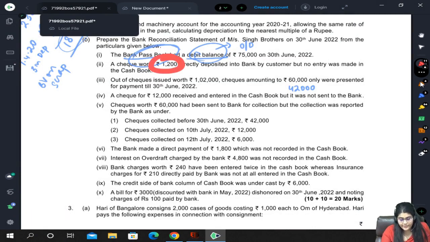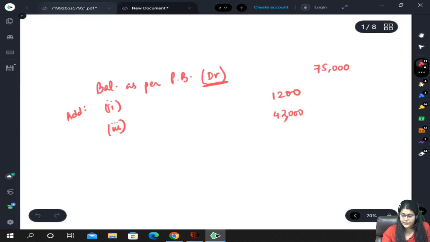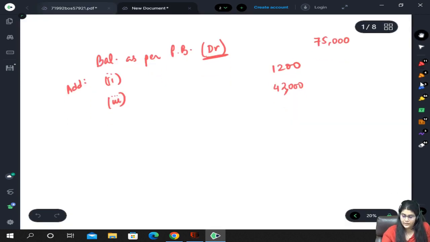Next, a check for 12,000 received and entered in the cash book, but it was not sent to the bank. So, it is basically the exact opposite of part 3, wherein we have the check and we forgot to present it for payment to the bank account. So this will be subtracted.